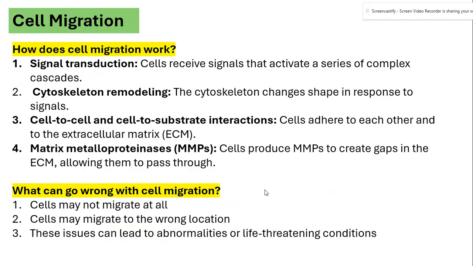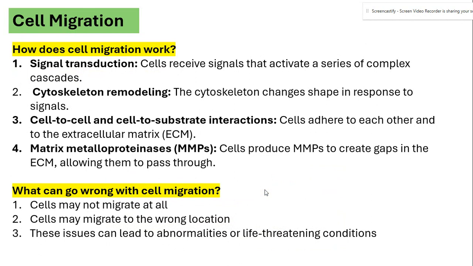Okay, how does cell migration work? Signal transduction: cells receive signals that activate a series of complex cascades. You got an alert, weather alerts. Oh my God, there's fire, move out. Cytoskeletal remodeling: the cytoskeleton changes shape in response to signals. Cell to substrate interaction: cells adhere to each other and to the extracellular matrix, ECM. Matrix metalloproteinases, MMPs: cells produce MMPs to create gaps in the ECM, allowing them to pass through.